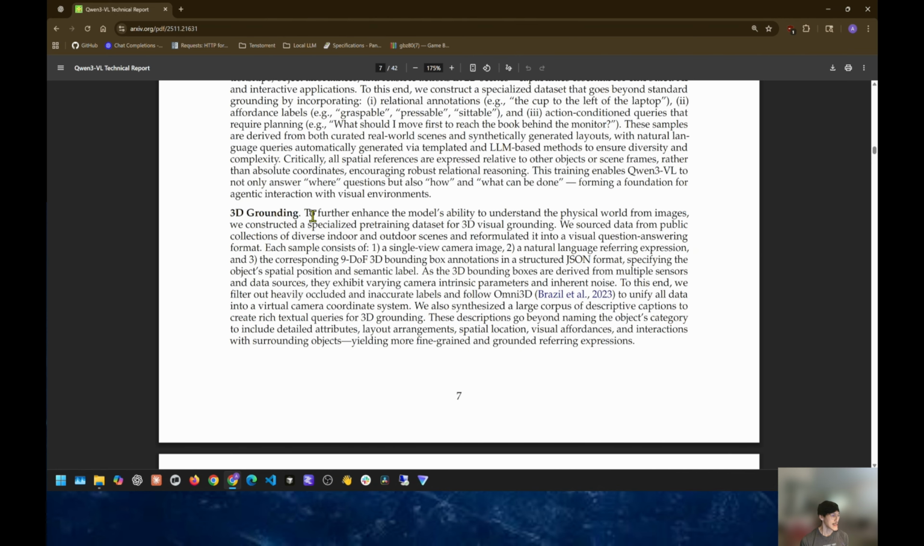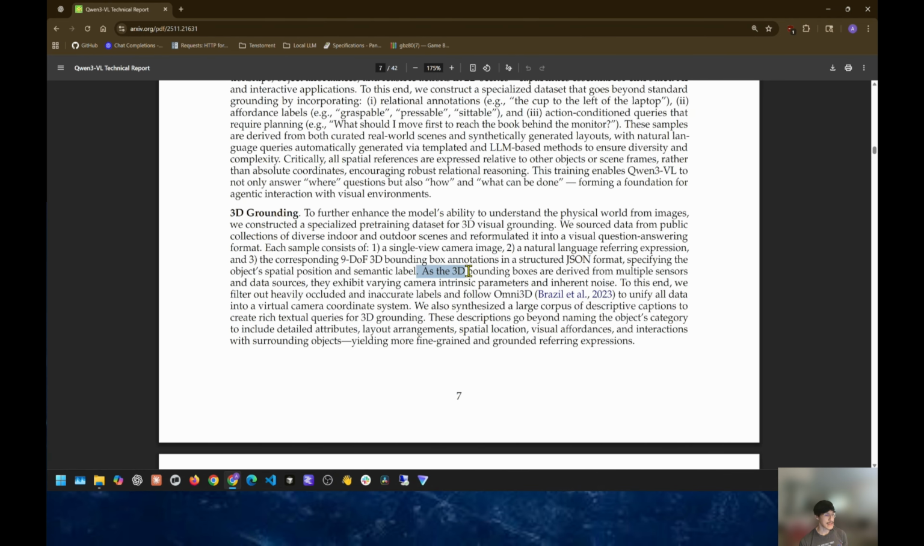3D grounding. To further enhance the model's ability to understand the physical world from images, we constructed a specialized pre-training dataset for 3D visual grounding. We sourced data from public collections of diverse indoor and outdoor scenes and reformulated it into a visual question answering format. Each sample consists of 1. a single-view camera image, 2. a natural language referring expression, and 3. the corresponding 9-DoF 3D bounding box annotations in a structured JSON format specifying the object's spatial position and semantic label.